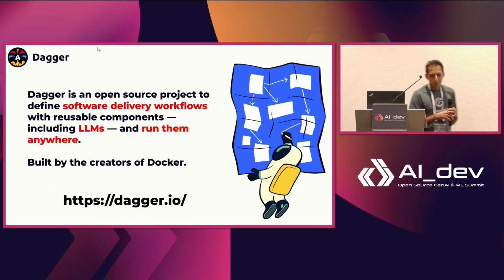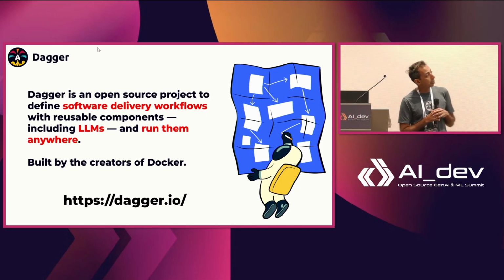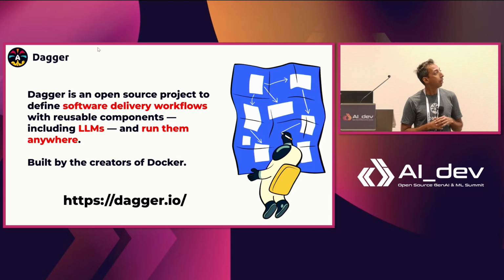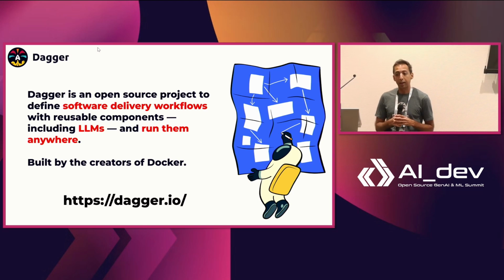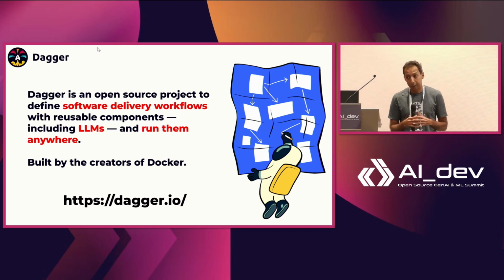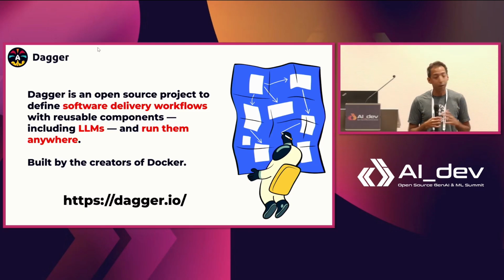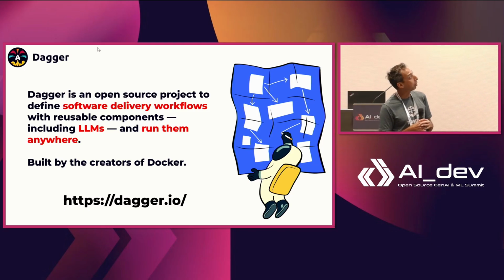So how do we actually do this, right? This sounds really interesting, agentic CI, CI enhanced with agents. How would you go about implementing it? And my proposal in this talk is to use a tool called Dagger. Fair warning, I work with Dagger, so obviously I'm going to talk about it a little bit.